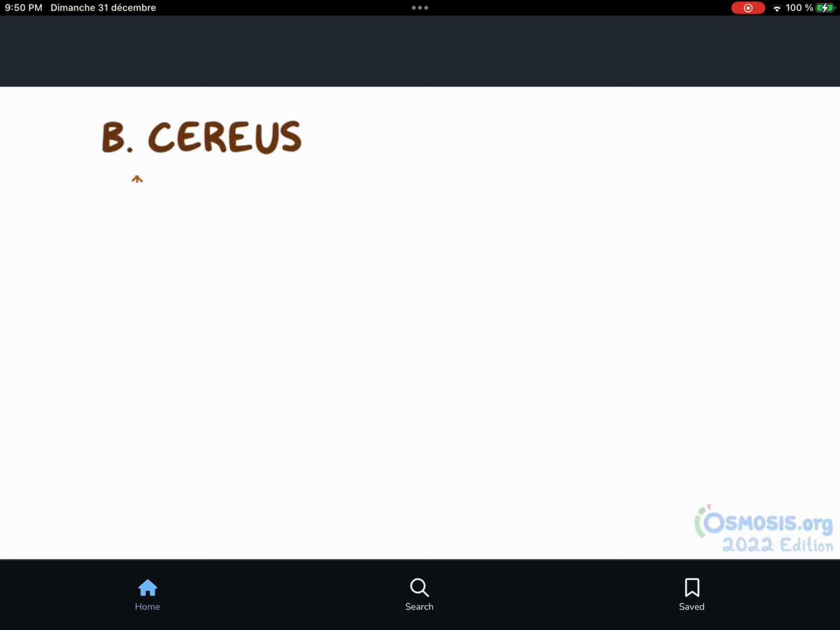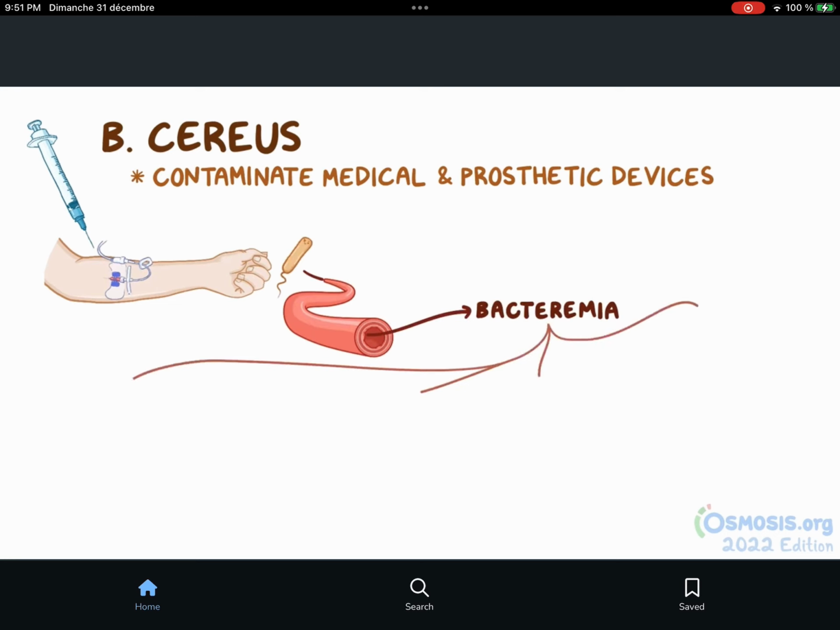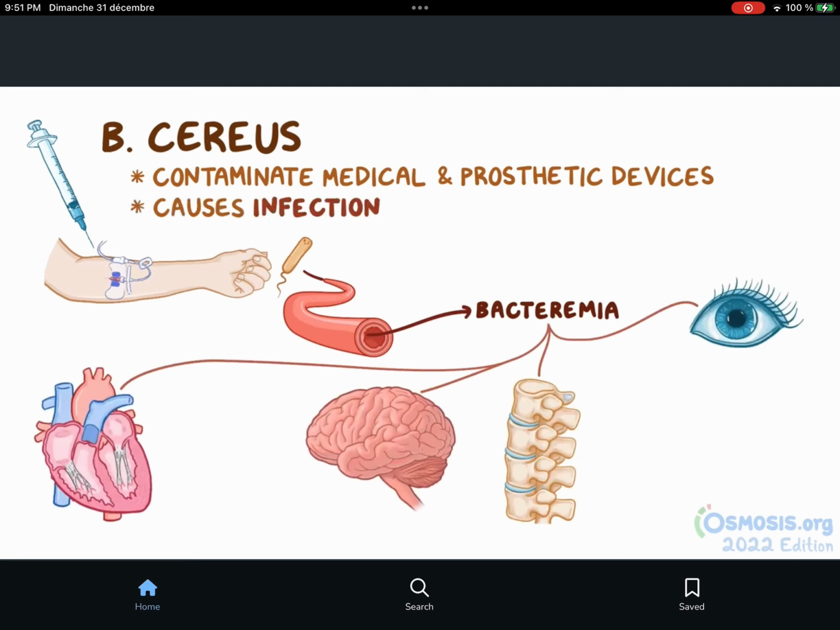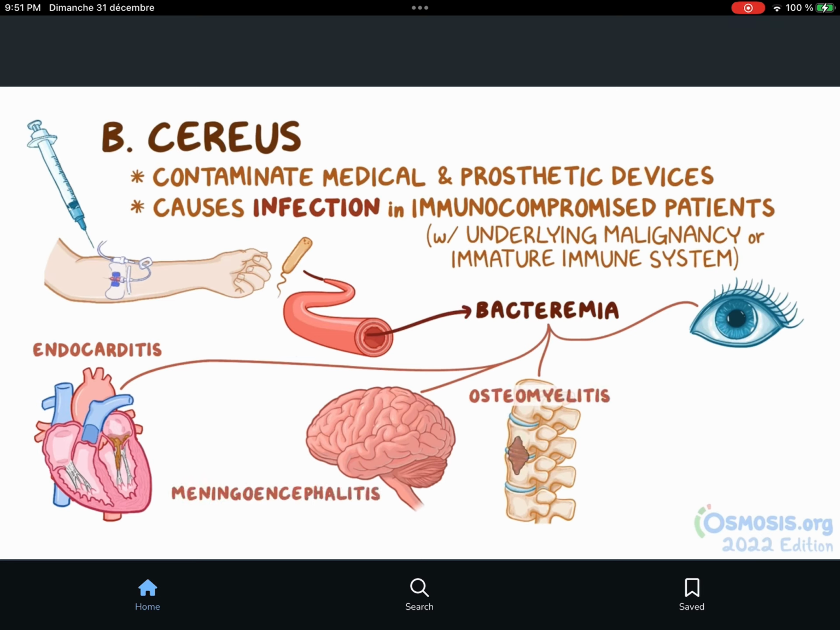Finally, B. cereus can also contaminate medical devices, like needles and prosthetic devices like central lines and indwelling catheters. From such devices, bacteria can get into the bloodstream, causing bacteremia. From there, they can spread to other organs and cause infection, mostly in immunocompromised individuals, like those with an underlying malignancy, or in newborns who have an immature immune system. If they spread to the heart, they cause endocarditis. If they get to the bones, they cause osteomyelitis. And if they make it all the way to the central nervous system, they might cause meningoencephalitis.